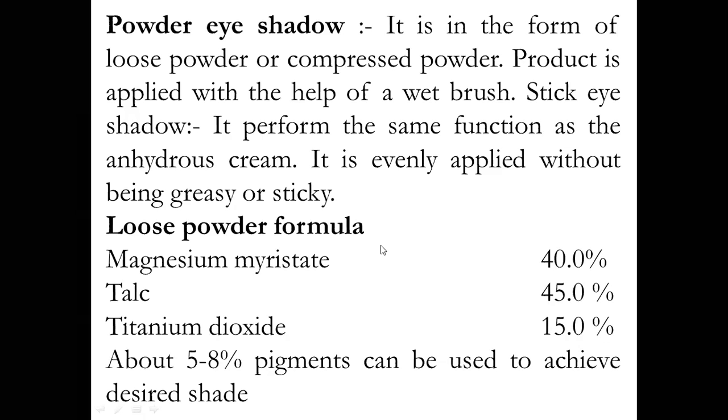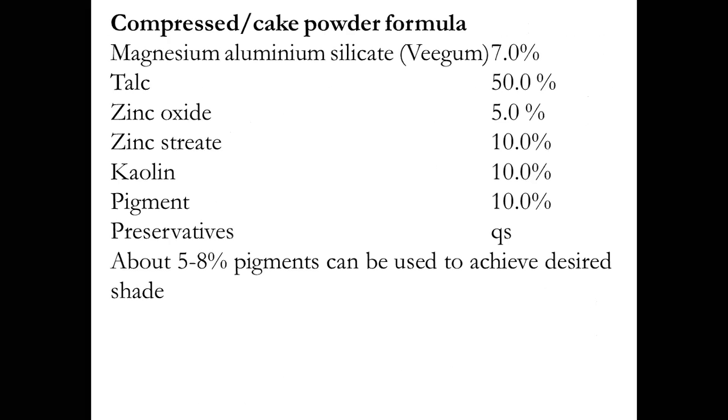Here a loose powder eyeshadow formula has been given: magnesium myristate, talc, magnesium dioxide. These are the base ingredients used to form a loose powder eyeshadow. The pigments are incorporated in the range of 5 to 8%, and usually inorganic colorants are used in the powder. Next, the cake or compressed, compact mass.